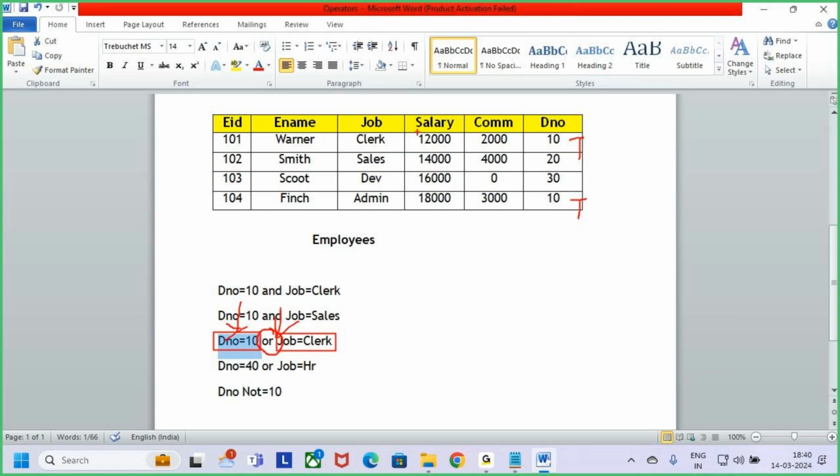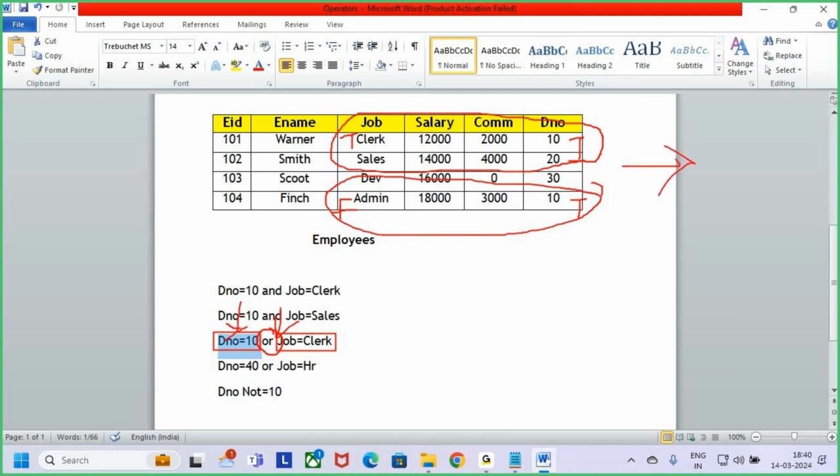So one of the employees in the 10th department, Warner, is working as a clerk. Here the second condition is also true. But here there is one more employee, Finch. Finch is not working as a clerk. Here the second condition is false. Between these two conditions, the operator I'm using is what? OR. Now here first condition is true, second condition is also true. Here first condition is true, but the second condition is false.